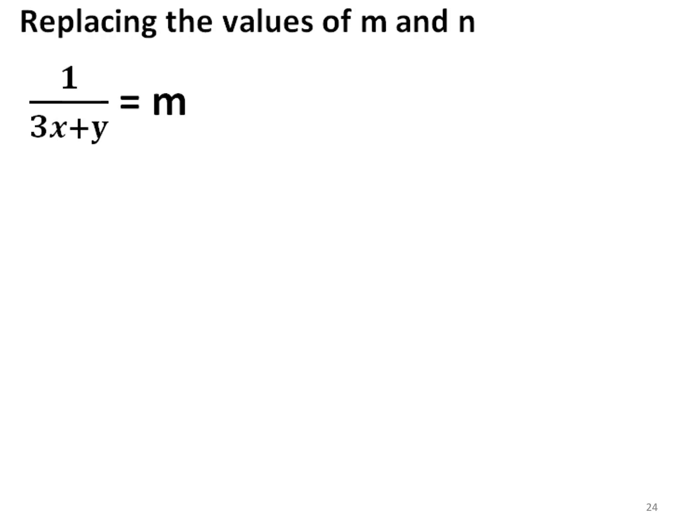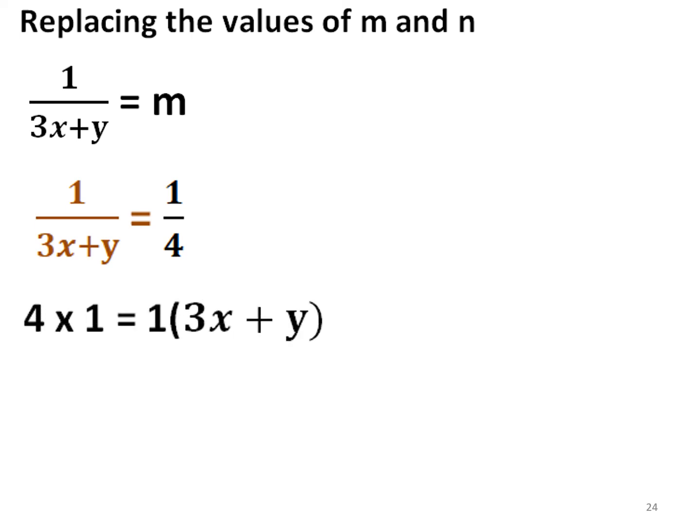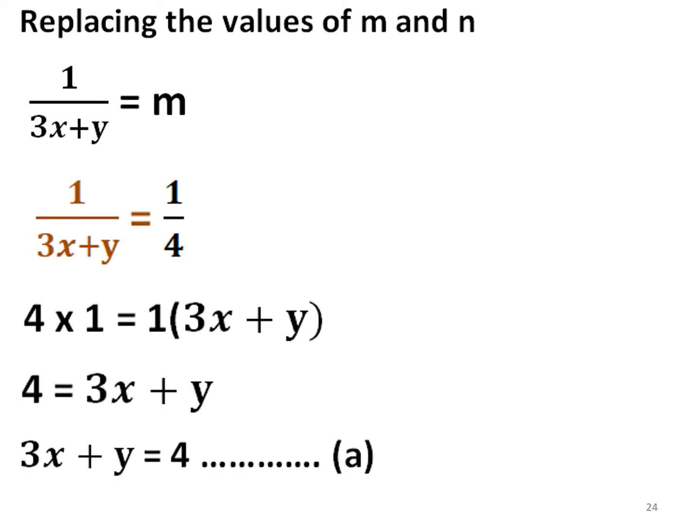Replacing the values of m and n, 1 upon 3x plus y is equal to m. Therefore, 1 upon 3x plus y is equal to 1 upon 4. On cross multiplying, 4 into 1 is equal to 1 into 3x plus y. So 4 is equal to 3x plus y. 3x plus y is equal to 4 is my equation A.